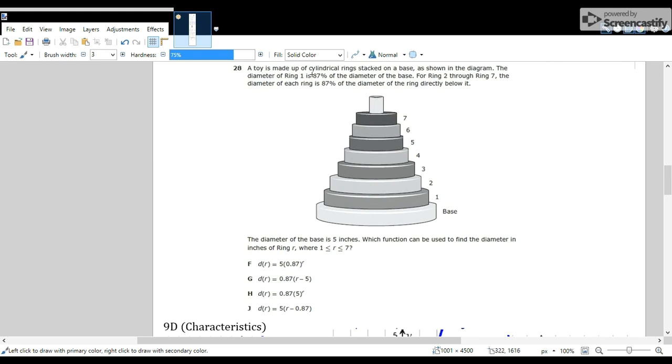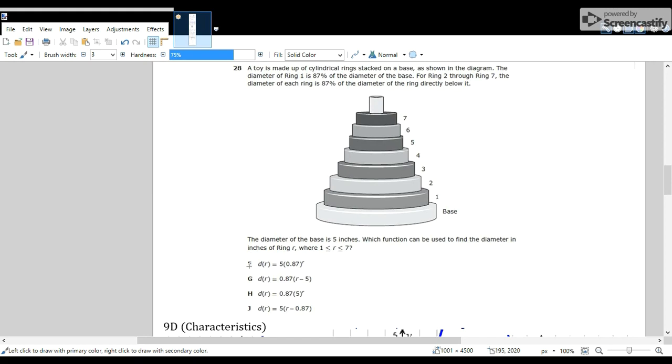A toy is made up of cylindrical rings stacked on a base, as shown in the diagram. The diameter of ring 1 is 87% of the diameter of the base. For ring 2 through ring 7, the diameter of each ring is 87% of the diameter of the ring directly below it. The diameter of the base is 5 inches. Which function can be used to find the diameter in inches of ring R, where 1 is less than or equal to R, less than or equal to 7?